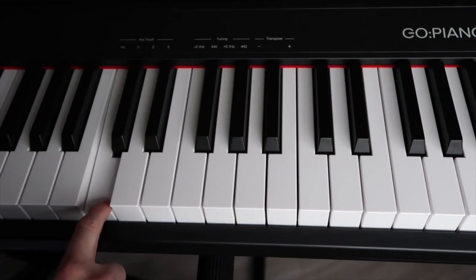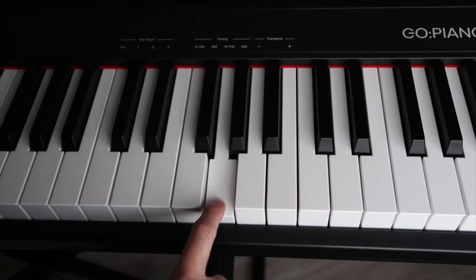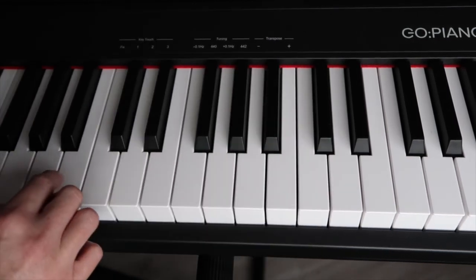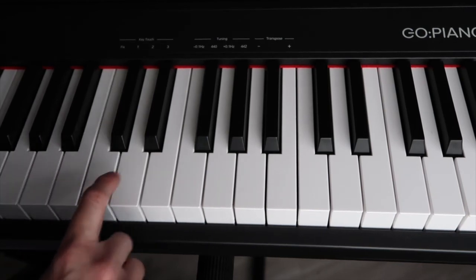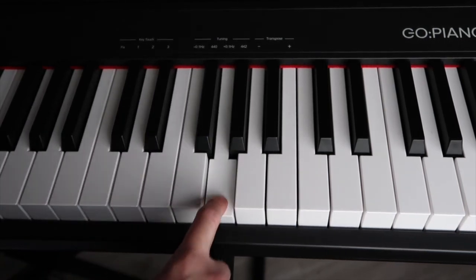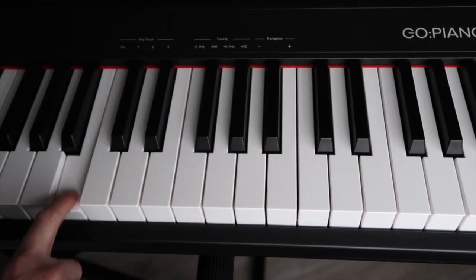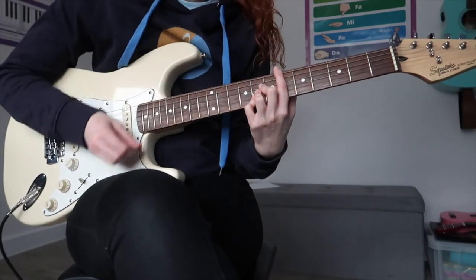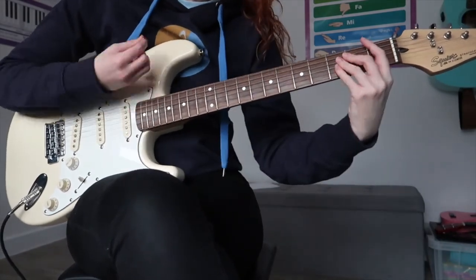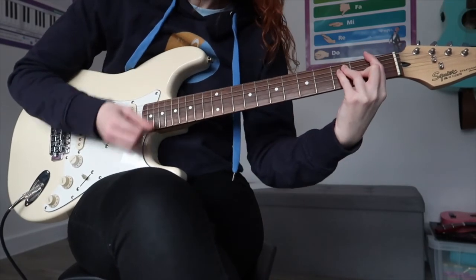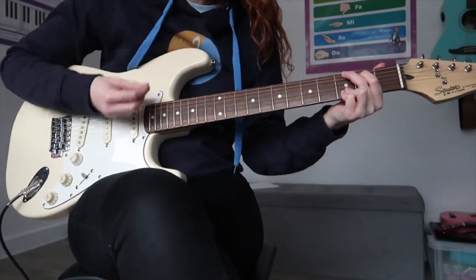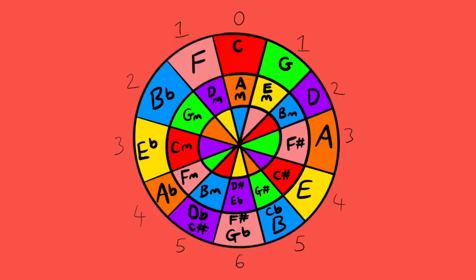So, the scale of C is C, D, E, F, G, A, B. And the scale of A minor is A, B, C, D, E, F, G. And both of them have no sharps and flats, but they are the exact same notes, just played in a different order. Now, some scales do contain sharps and flat notes, just like the notes on your guitar or ukulele, but you may not know this yet, and we can explain that in another video if not, so no worries. But the sharps and flats are called key signatures, and you can use the circle of fifths as well to find out how many sharps or flats are in each key.